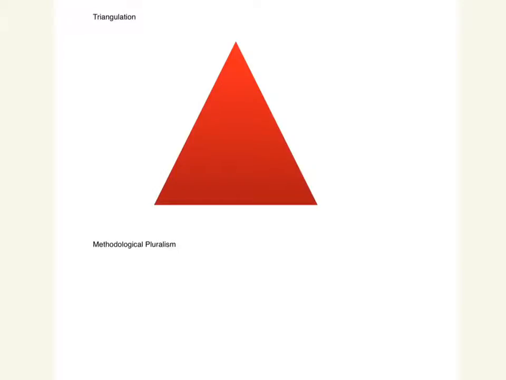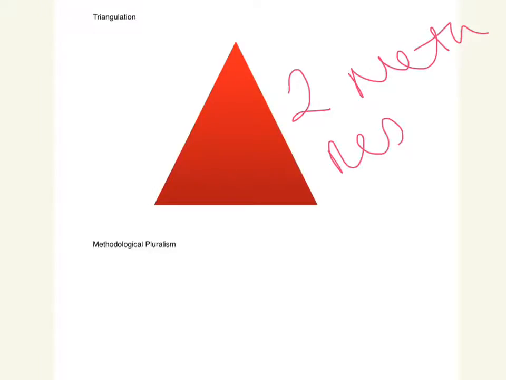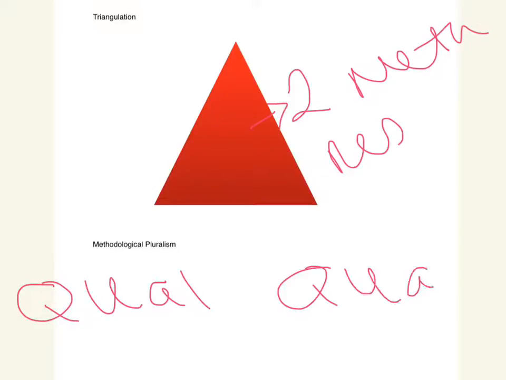So the main difference between triangulation and methodological pluralism is that triangulation is simply using two or more methods or two or more researchers as a way to come to a conclusion about any particular piece of research that you're doing. Whereas methodological pluralism is using two or more methods, but the methods have to be one qualitative and one quantitative, because the main reason they do this is to try and negate the problems with each of these methods.